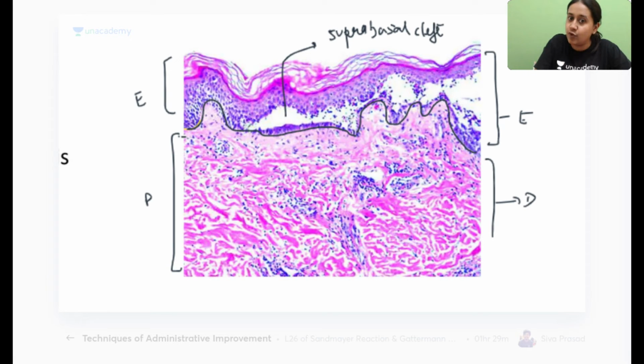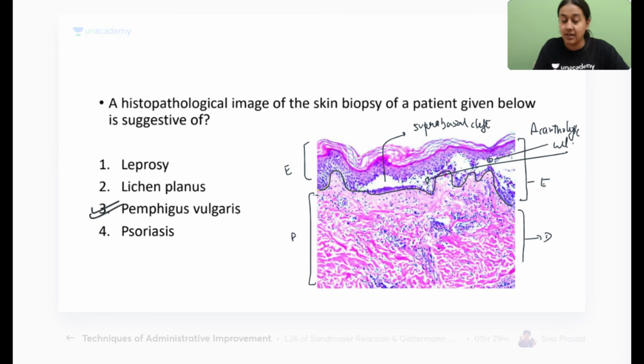And you can see these cells floating. What are these cells? Can you tell me what are these cells which are floating inside? Yes. Acantholytic cells which are floating inside. And this becomes a classical case or question of Pemphigus vulgaris. Clear, all of you? So you can expect these questions in your upcoming entrance examination, that is NEET PG also. And if anybody is for FMG, again, same thing with you as well.